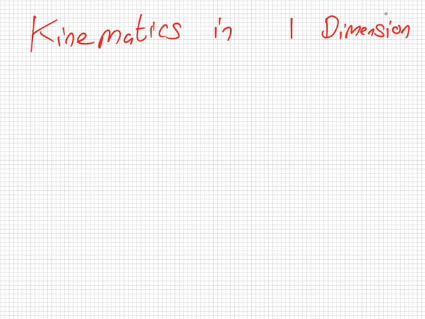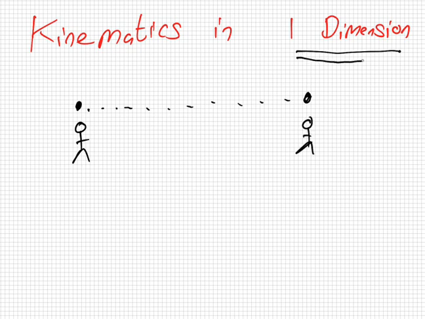So, kinematics. This is studying the equations for how things move. It's their movement. So, firstly, one dimension. We will just look at problems that move in a straight line. So we have somebody who starts here, and then maybe they move to here. So that's what I mean by one dimension.